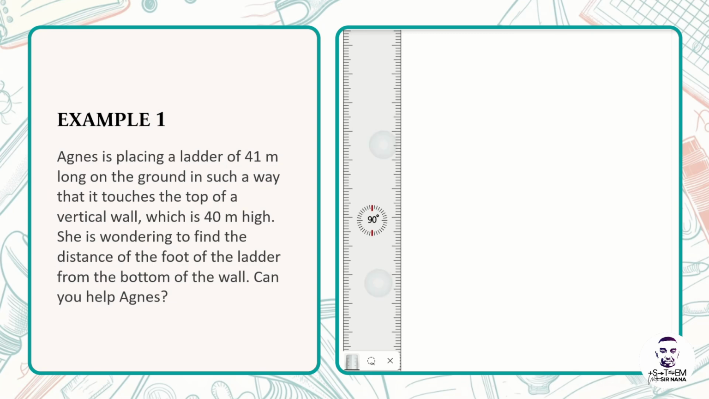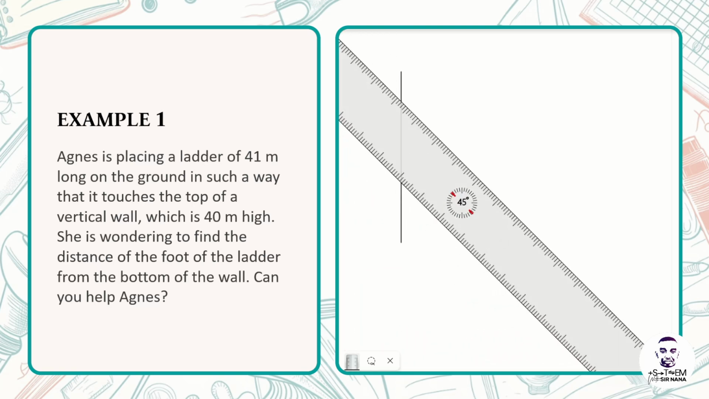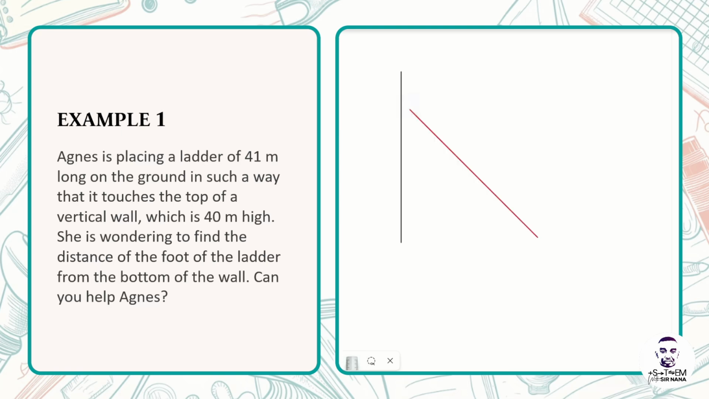So basically, we are saying that Agnes is placing a ladder on the wall. So let's draw the wall. Let's assume that is our wall. It's a very tall wall. And then we are putting a ladder on the side of the wall. So let's assume this is our ladder, which moves from the side here down to the bottom.